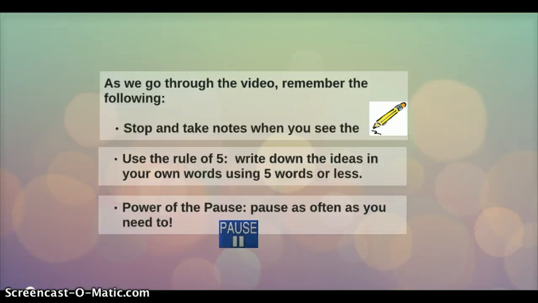As usual, make sure you stop and take notes when you see the pencil or any other time that you need to. Use the rule of 5 and pause whenever you see the pause button or as often as you need it.